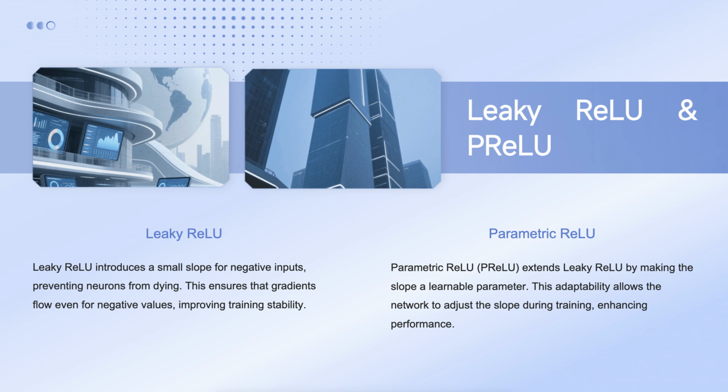To overcome ReLU's limitation, the so-called dying ReLU problem, we have improved versions like leaky ReLU and PReLU. Leaky ReLU allows a small slope for negative inputs so neurons don't completely die. PReLU, or parametric ReLU, makes the slope learnable, letting the network tune it during training.